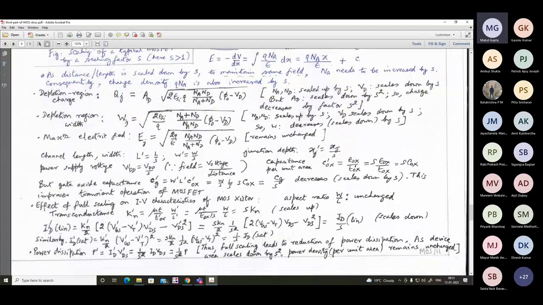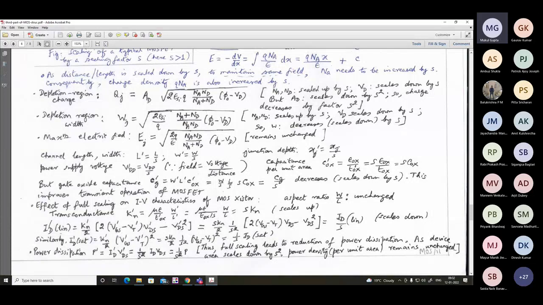Now you see the gate oxide capacitance. First of all, capacitance per unit area. We talk about gate oxide capacitance per unit area, COX. So whenever you write C prime OX, it means after the scaling has been performed. That is epsilon OX by T prime OX. Epsilon OX, the dielectric constant, does not change, but TOX is changed by a factor of S. In fact, if S is greater than 1, say 1.4, 1.3, it becomes S into COX. That means capacitance per unit area will increase by a factor of S.